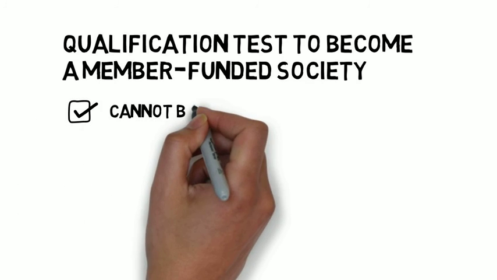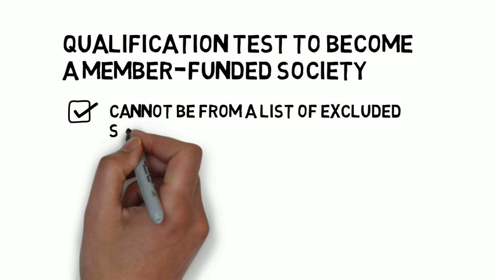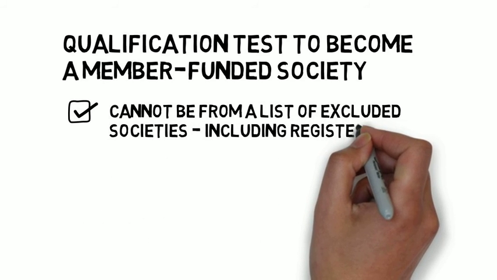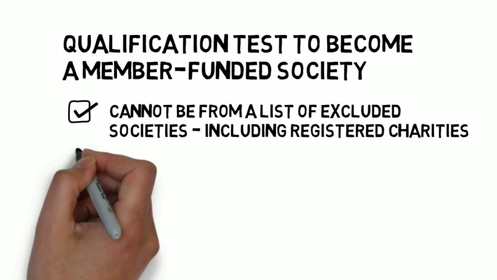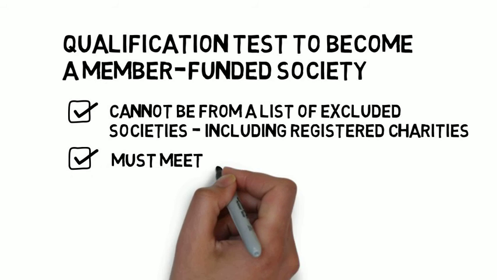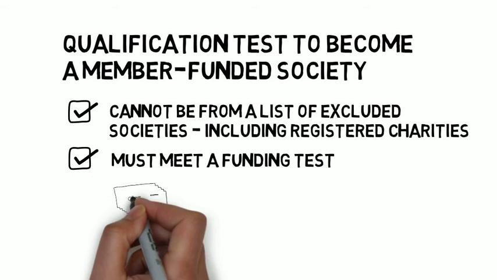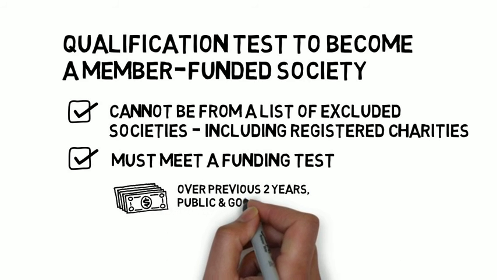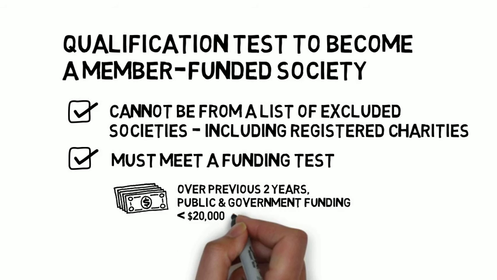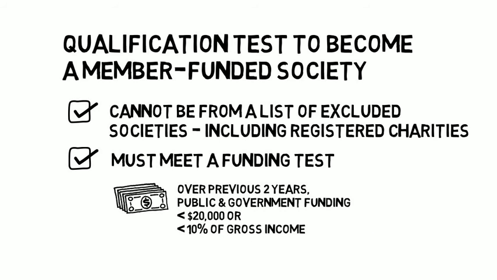First, your society cannot be from a list of excluded societies, which include most notably registered charities, as well as student societies, hospital societies, and several other categories. Second, your society must meet a funding test in the 2-year financial period before the current one. Any funding from public donations and government sources must be below $20,000 or less than 10% of the society's gross income.